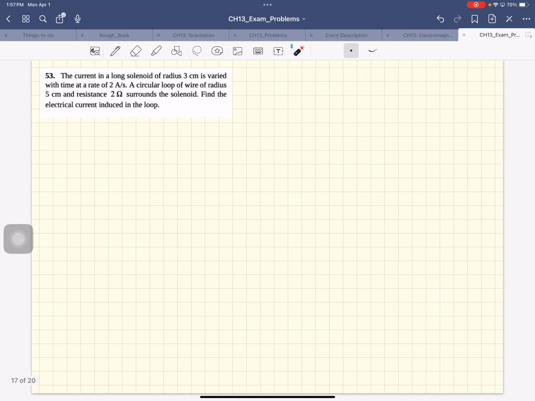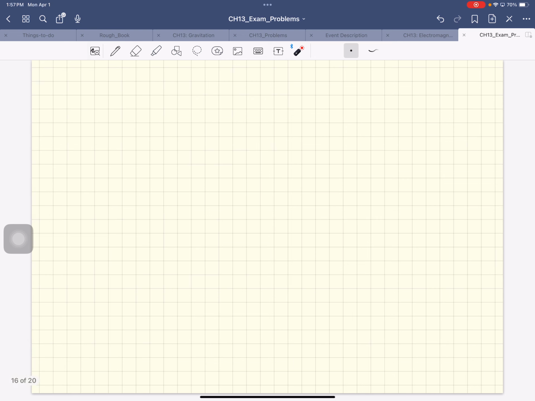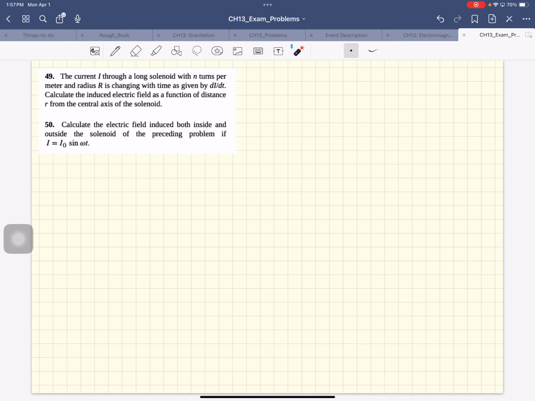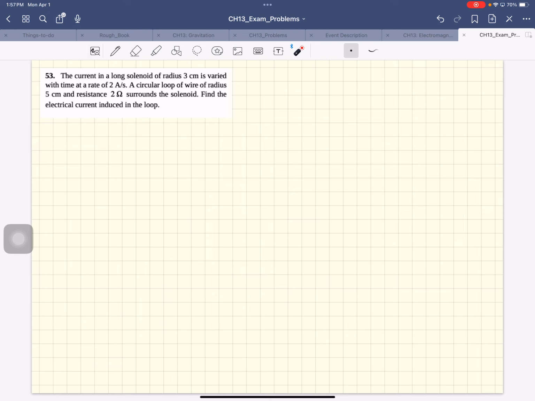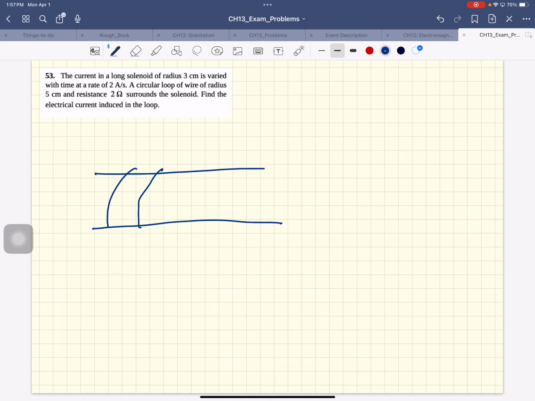All right, so this problem and this problem are similar. Okay, so I'll do this problem. The current in a long solenoid of radius 3 centimeters is varied with time at a rate of 2 amperes per second. Okay, so here's a solenoid, and here's wire going around the solenoid, and this current is changing. Two amperes per second.